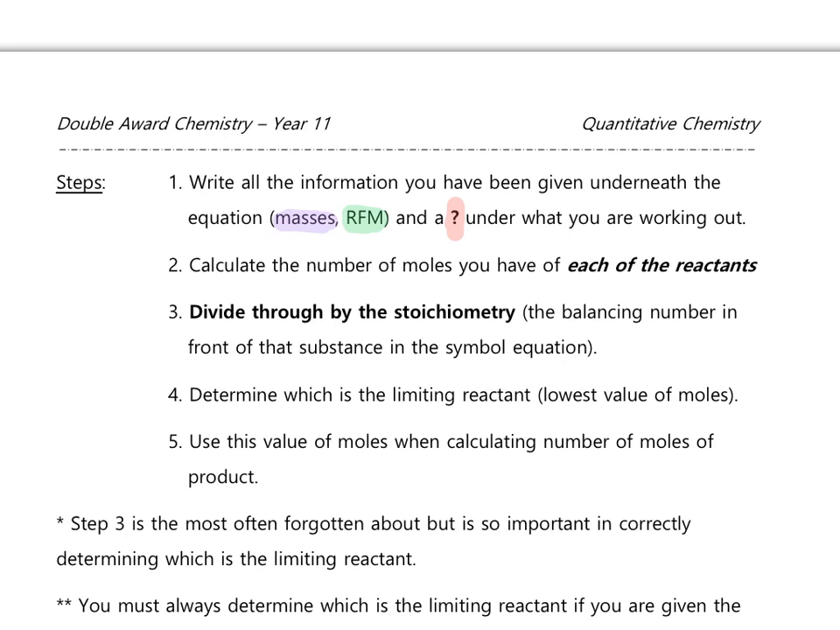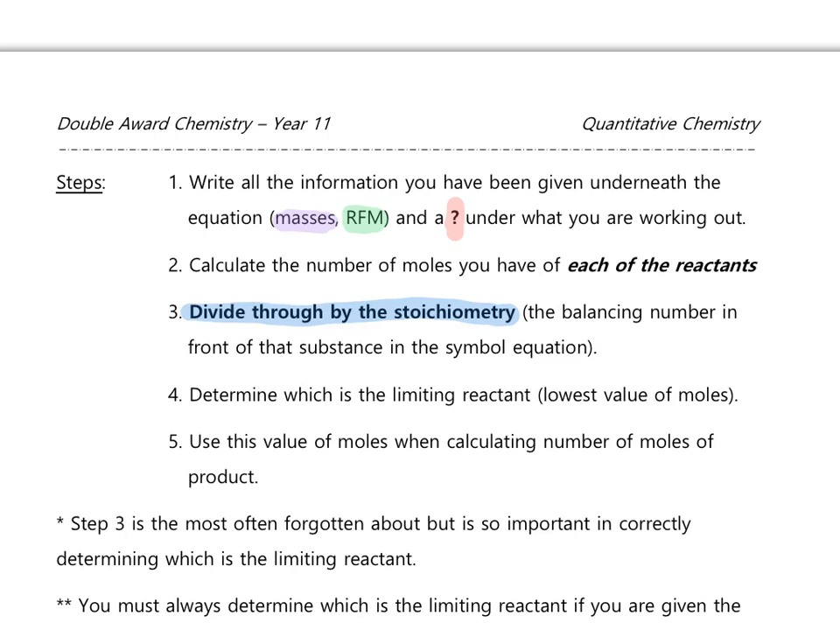The next step that we need to take is to divide through by the stoichiometry. In other words, the balancing number in front of that substance in the equation. And that will be for each of our reactants as well. And again, we'll see that a little bit more in our examples, but I'm highlighting that in blue. I'm going to do that in blue colour when we're doing our calculations, just so we see each one of the steps.